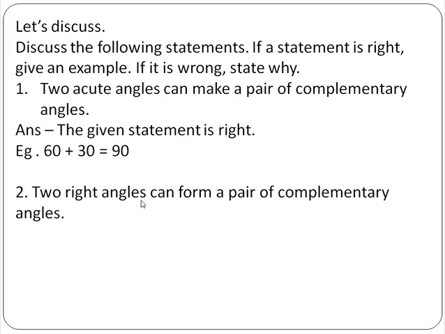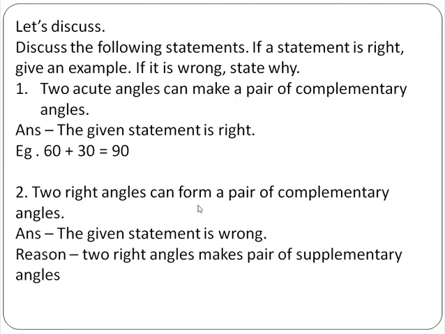Now we will go to the next statement. The two right angles can form a pair of complementary angles. Now we know the measure of right angles. It is 90 degrees, and the sum of the pairs of complementary angles is also 90 degrees. So if you add 90 degrees two times, it will not be equal to 90 degrees. Hence we say the given statement is wrong. Then what is the correct statement? The two right angles make a pair of supplementary angles. That is, if you add two right angles, their sum is 180 degrees.